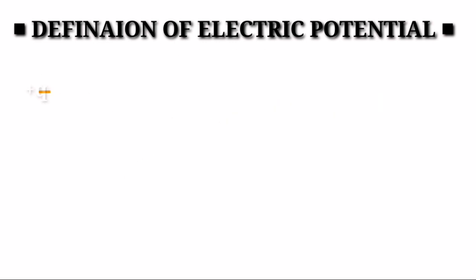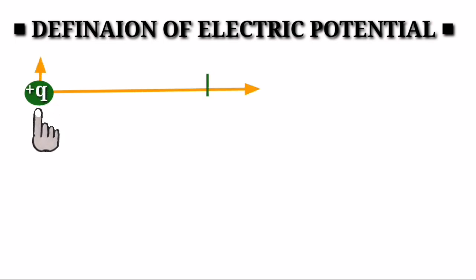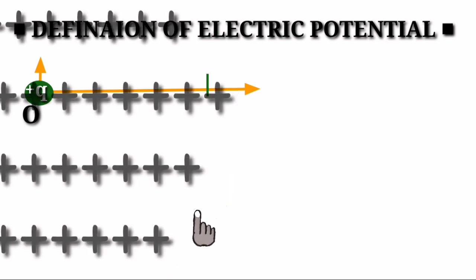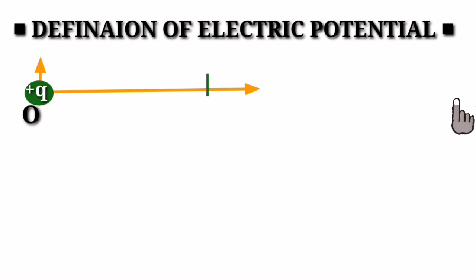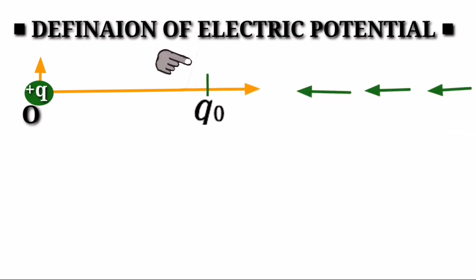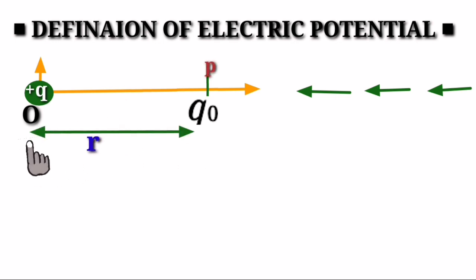To derive the mathematical expression of electric potential, we consider a charge +Q placed at point O. Naturally, it will produce some amount of electric field. Now we are trying to bring a test charge, Q0, from infinity to a point P, which is at a distance r from the charge Q. Now we proceed to find the work done to bring this charge from infinity.